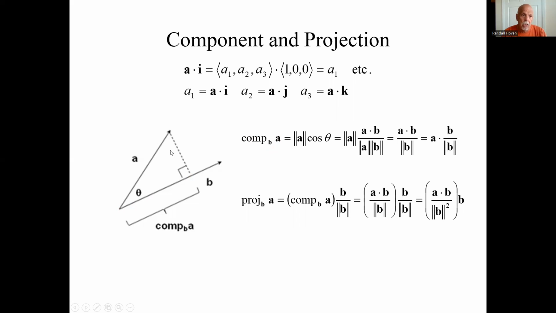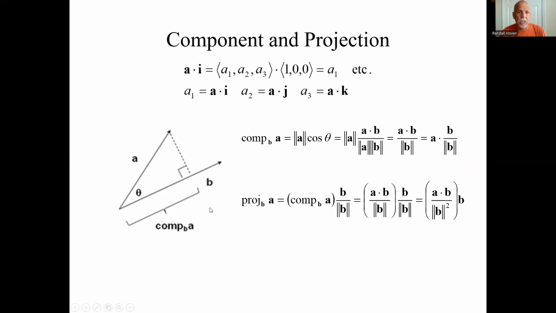That would be the length of A times the cosine of theta. We just had a formula for the cosine of theta. It was A dot B over the magnitude product of A and B. So the magnitudes of A cancel. We have a formula for the component: A dot B over the norm of B, or you can think of it as A dotted with normalized B.